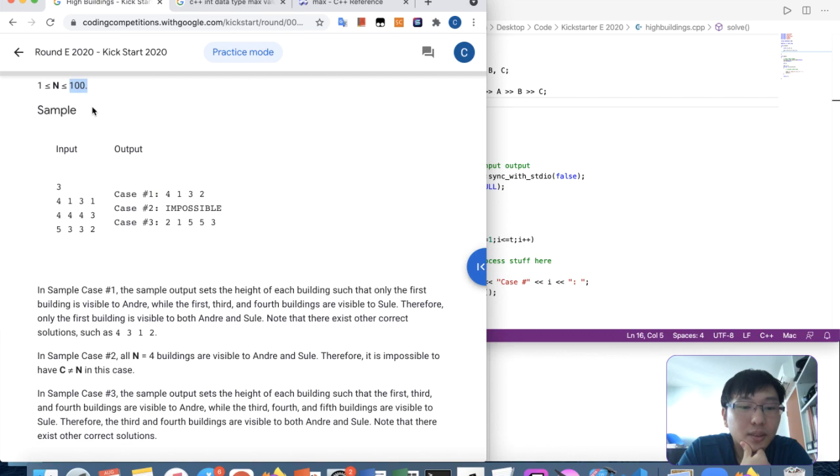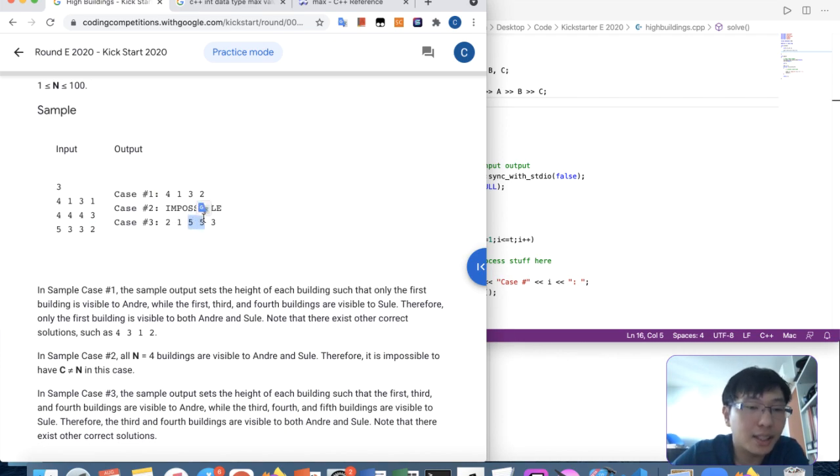So the way to solve this, over here this is one building. So you can see one, and then on the right here, you can see three. So one, two, three. And then I think this is the main thing: the buildings that are both visible to them.